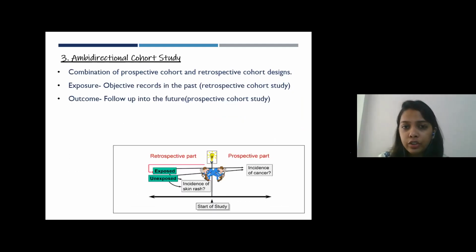Then you have ambidirectional. Now this can move in both ways. So you have one part where you're going back and one part where you're going forward. For example, at the start of the disease, say you have identified people with a skin rash. You're going to go back in time to see if they were exposed to any particular factor or any chemical which could have caused the skin rash. So that's the retrospective part. You're going back, collecting information with regard to the exposure, and you're seeing if it's related to the development of the condition. And from there you move forward to see if the development of this skin rash is actually going to result in cancer. So this is an ambidirectional cohort study.